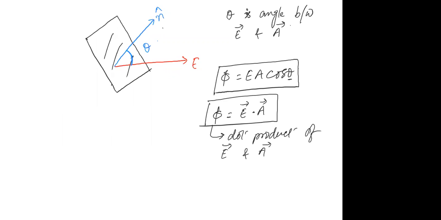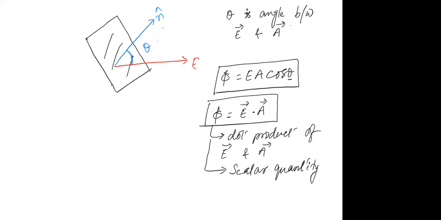Can anybody tell me, if the flux is the dot product of two vectors, one is electric field and another one is area, what kind of quantity will the flux be? Whether the flux will be a scalar quantity or vector quantity. Of course, it will be a scalar quantity. Why? Because the dot product of two vectors is always a scalar. So this will be a scalar quantity, right?